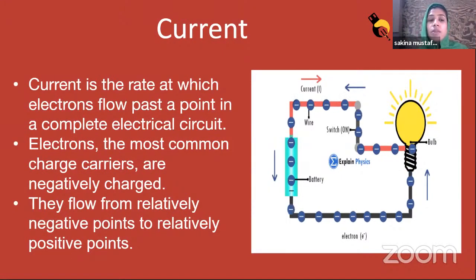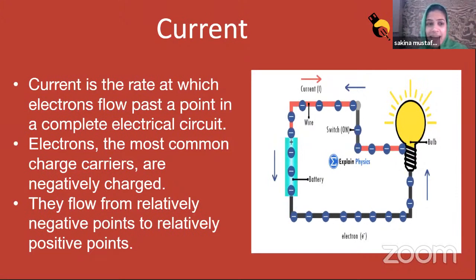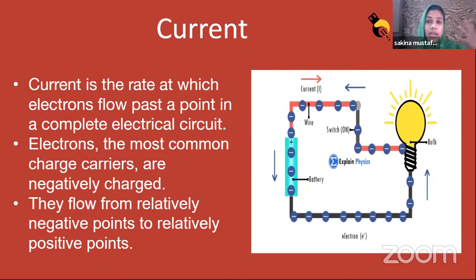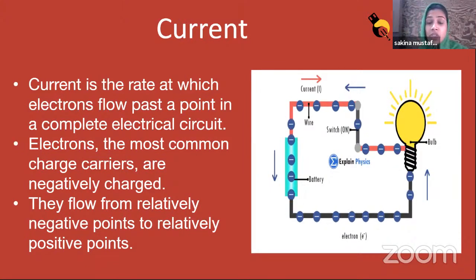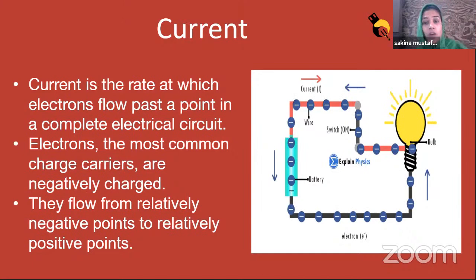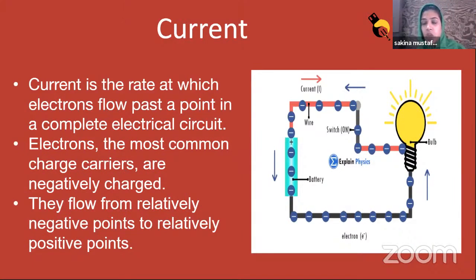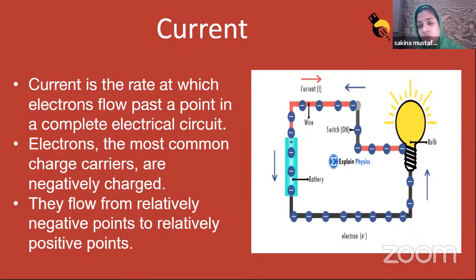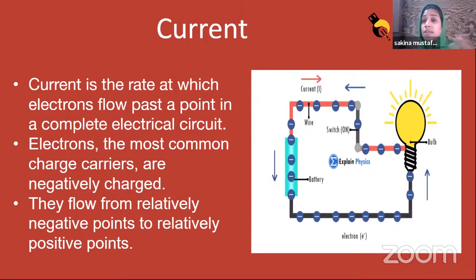So the electrons are the most common charge carriers and are negatively charged particles. So we already know the electrons are what? The electrons are the negatively charged particles which flow in a circuit. Okay, and they flow from the negative to the positive charged particles. Now, what is a current?